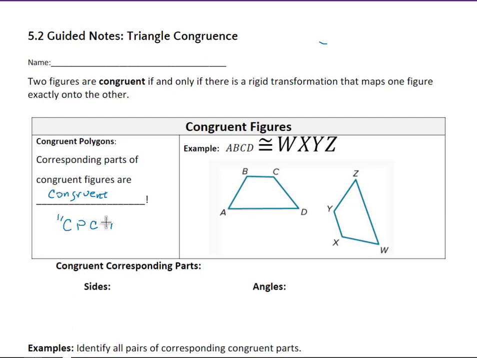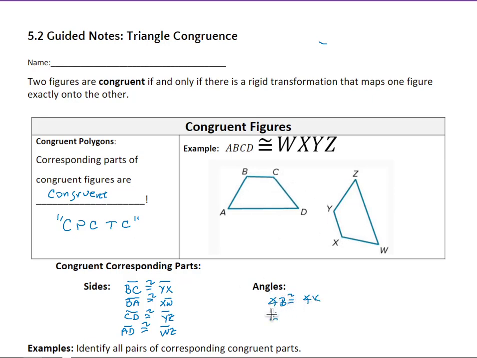Okay, corresponding parts of congruent figures are congruent. We use CPCTC as an abbreviation for that, which means that matching sides are congruent. So BC and YX are matching sides, they're congruent. AD is congruent to WZ, AB is congruent to XW, and CD is congruent to YZ.